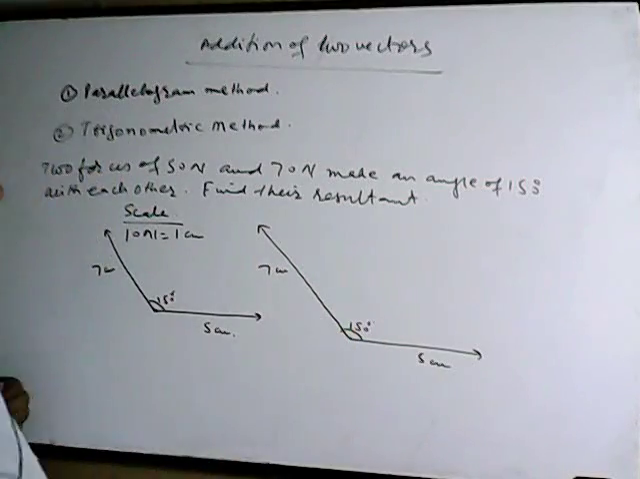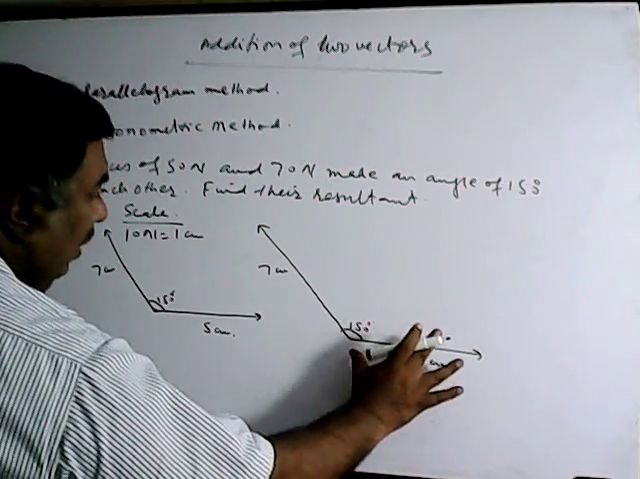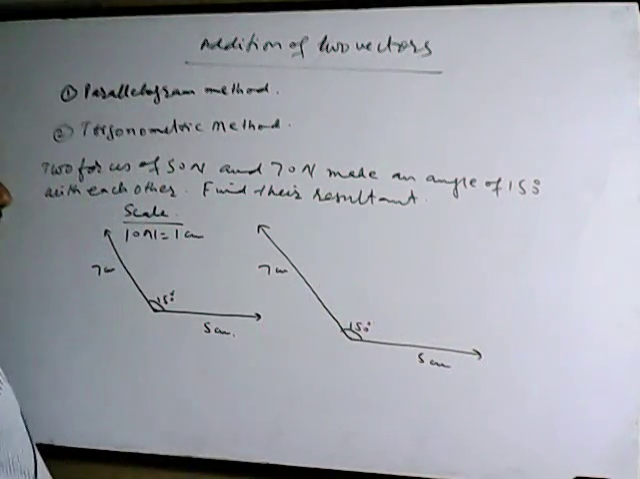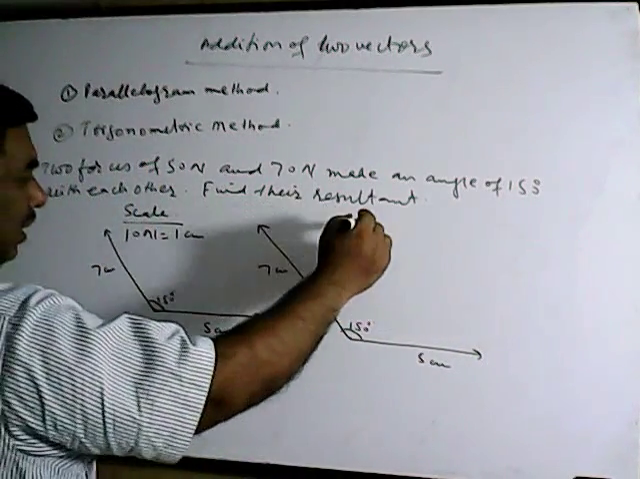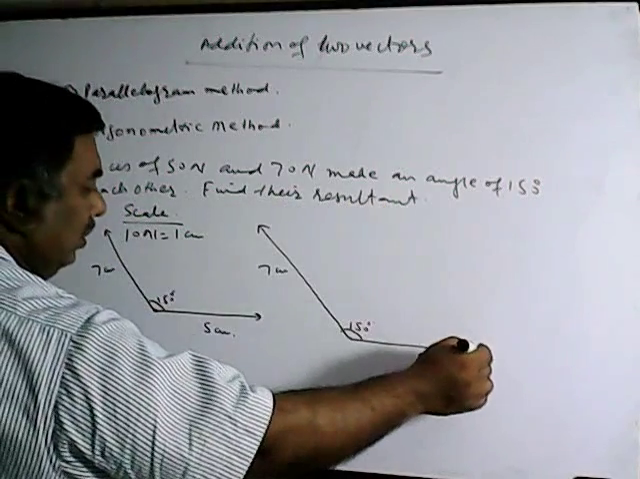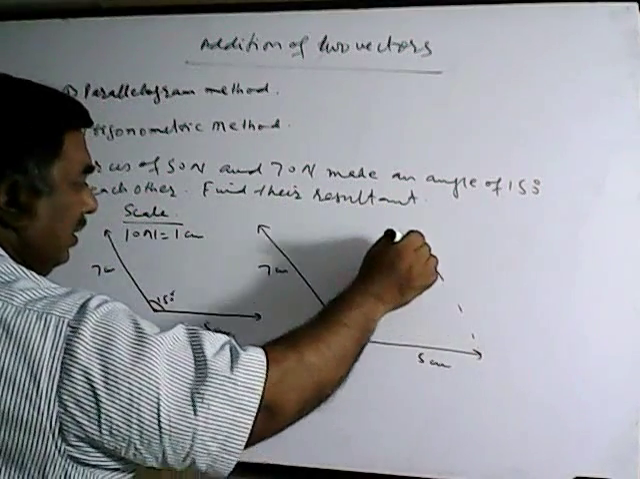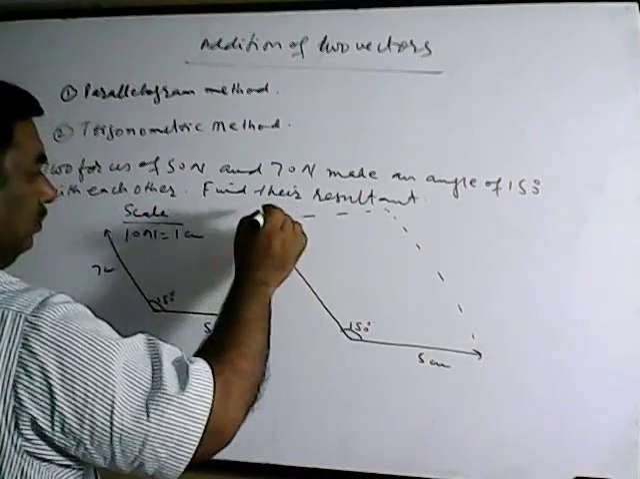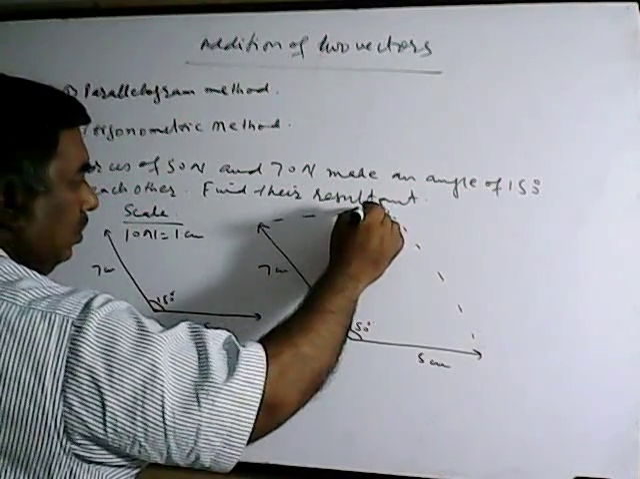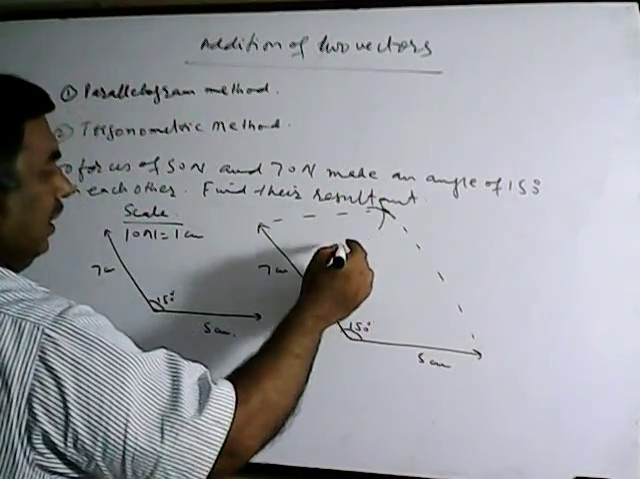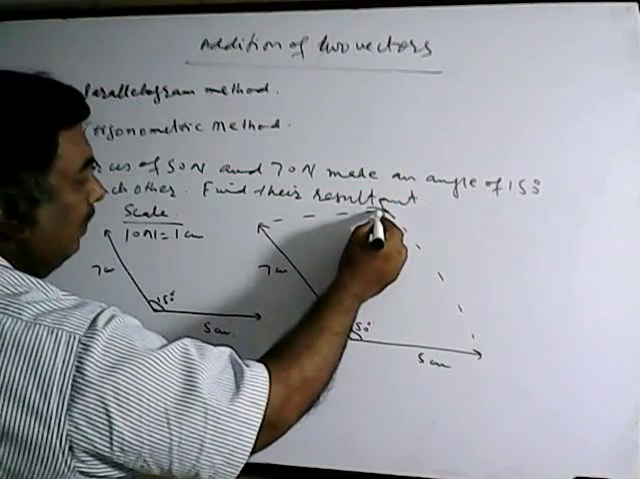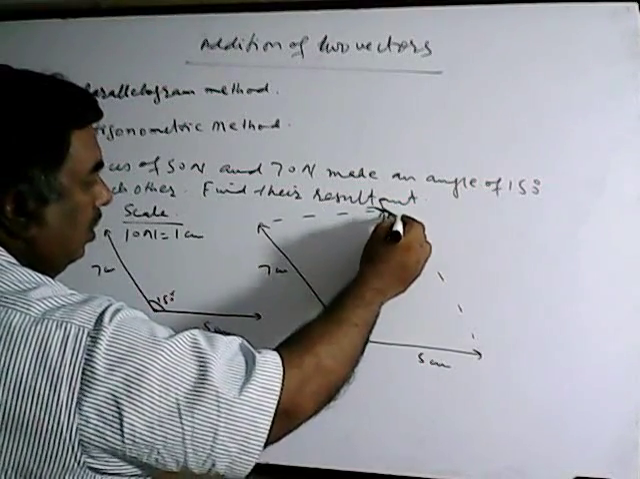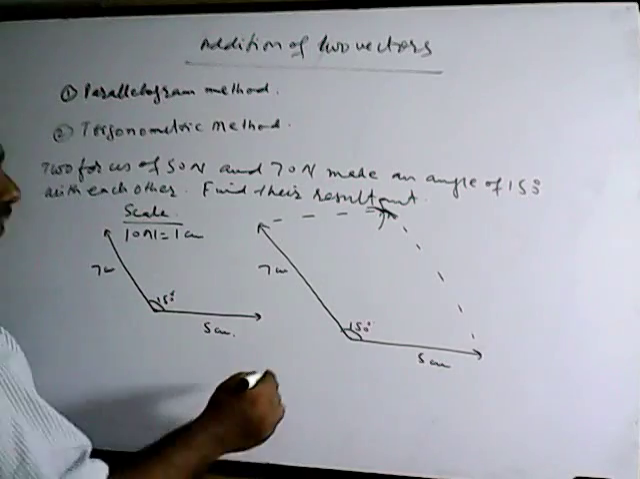Now I will first make a parallelogram. I will open 5 centimeters radius and I'll put it here. I'll open just like this one, so that a parallelogram is made like this one. The arc will cut it here. So if you see, this is the parallelogram made, and this is the resultant.